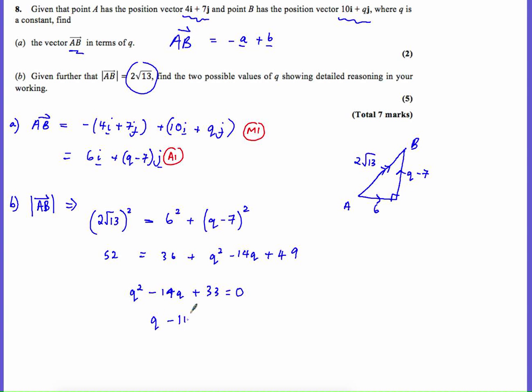That one does factorise: minus 11, minus 3. So q equals 11 or q equals 3. Just tell you, look, there's 2 possible values. So that's giving you a massive clue that there's going to be a quadratic in there somewhere.